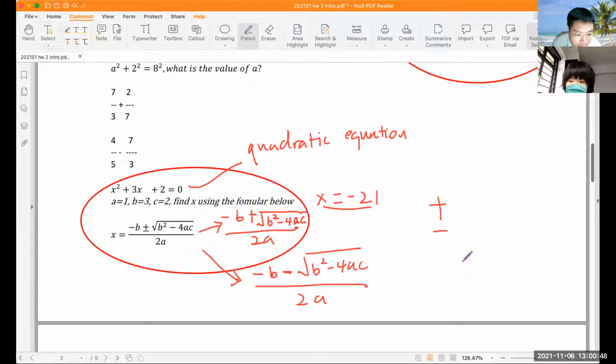Okay, good. So if A is equal to 1, B equals to 3, C equals to 2, what you need to do is just replace your B with 3. So replace B with 3.